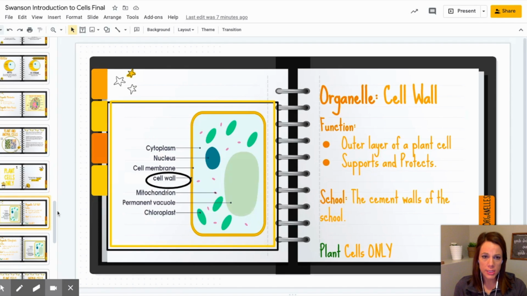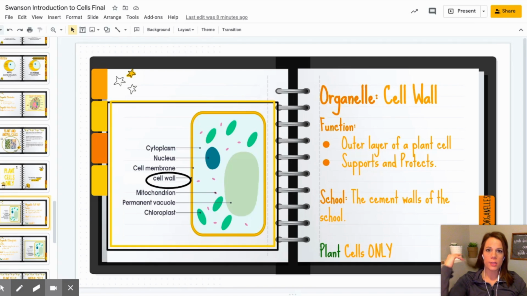So the first one is the cell wall. Now, the cell wall is not the cell membrane. Plant cells have a cell membrane, but on the outside of the cell membrane is the cell wall. So this gives a plant extra structure and support. Think, like, a plant can't walk along and go hunt for food. It can't move a lot to go get its energy. Its goal is to be strong and supportive so that it can get the sunlight.